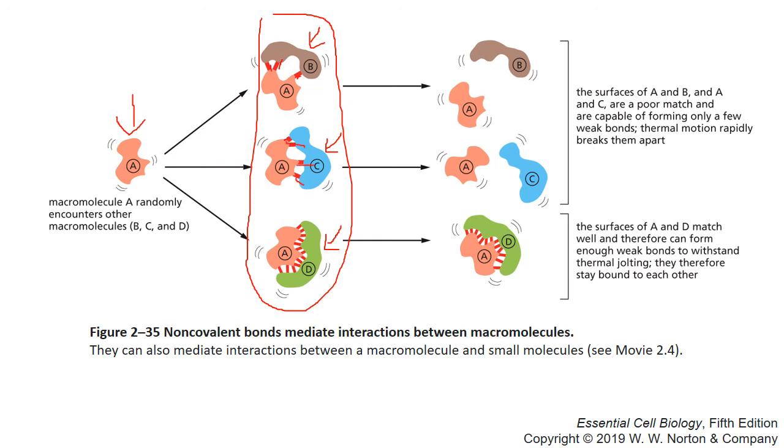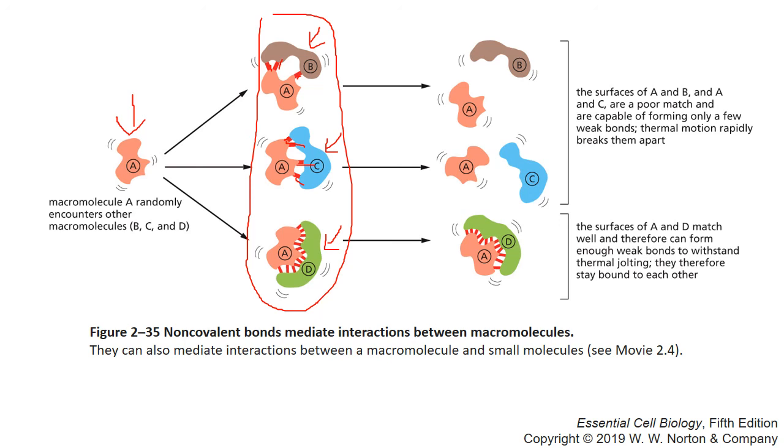What we see happening is that when A interacts with B and A interacts with C, it's really not a good match. They're not able to form a successful bond, which means it takes very little effort for them to break apart. So they're not a match, meaning they must not need to interact with each other for the body to be successful.